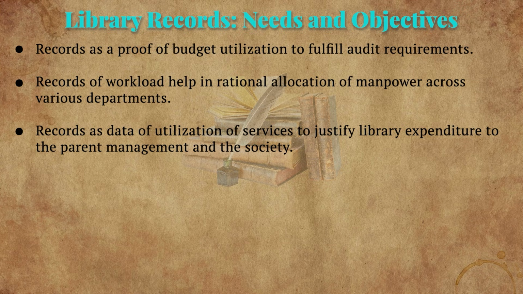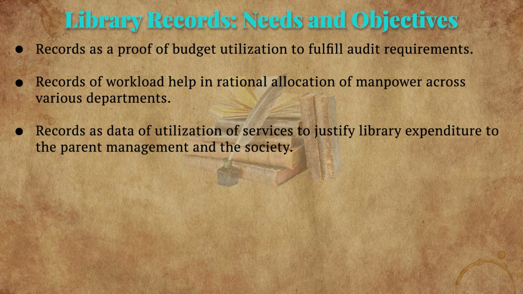Acquisition section, technical section or processing section, then circulation section, then reference section, then in some libraries it may be a reading room section, then periodical section, then digital library unit, then main stack, then archives, then reprographic unit, then bindery section and maintenance section or office administrative units. So these are the core departments which I want to point out, right? Now, records serve as data of utilization of services to justify library expenditure to the parent management and the society.